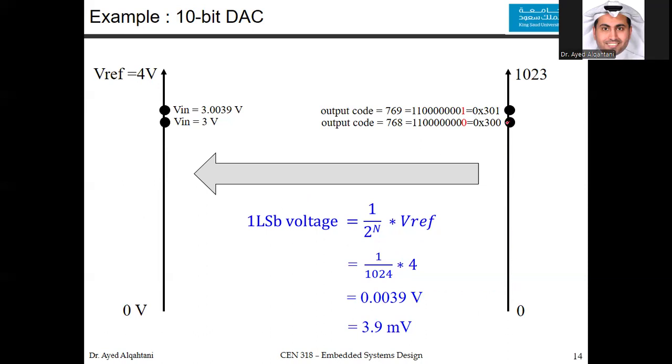If you reach this, which is 768, and you want to go to the next level, which is 769, now if you calculate the analog value for each one of them, you will find out that this value is the one that we got at the beginning, that's 3 volts. And the next one is 3.0039, which is the one least significant bit voltage higher.